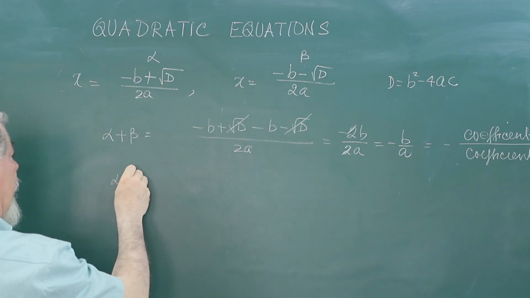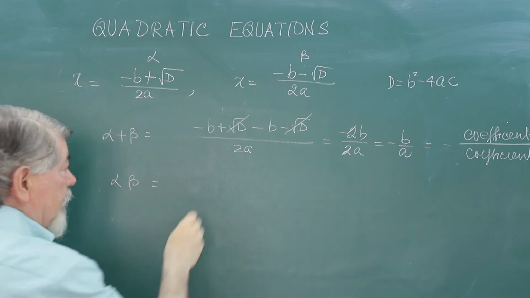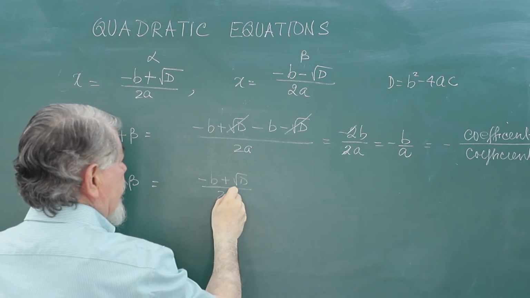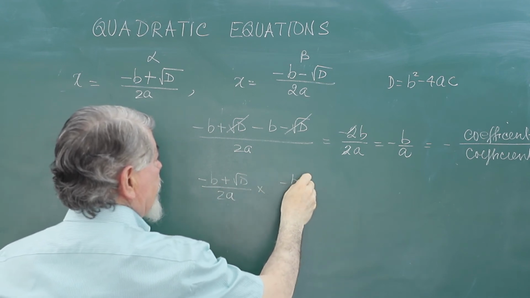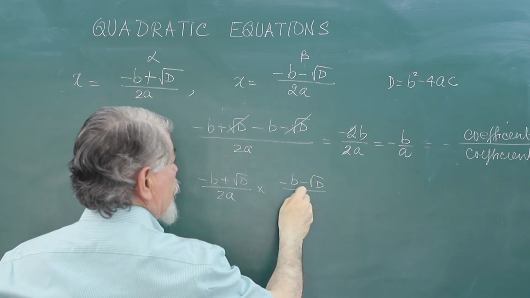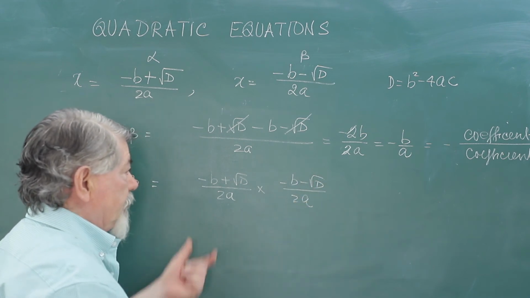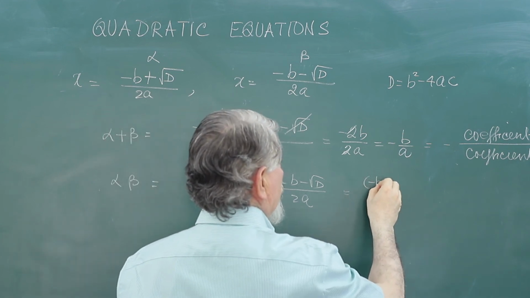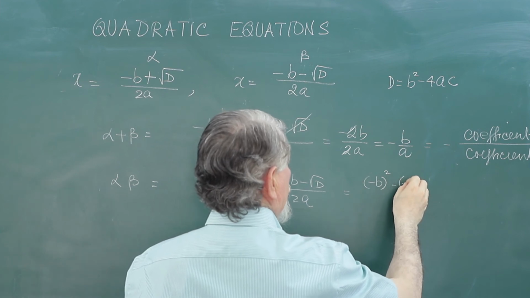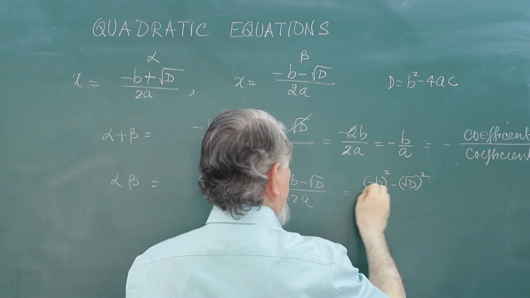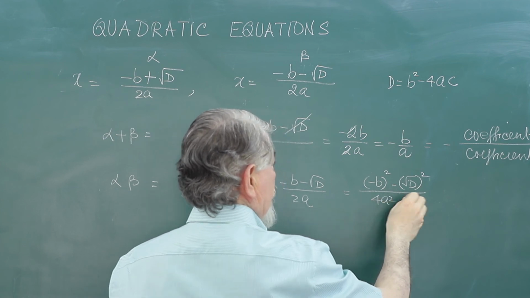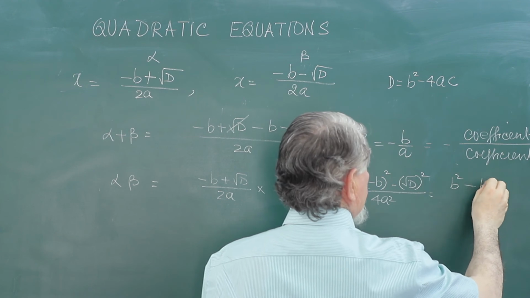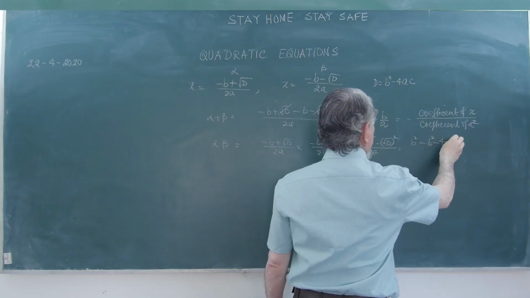And if I calculate alpha into beta, what will I get? Minus b plus under root D upon 2a, into minus b minus root D upon 2a. When I multiply them, a plus b, a minus b will give you minus b whole square minus root D whole square upon 4a square. So it will become b square minus, and it will become b square minus 4ac.